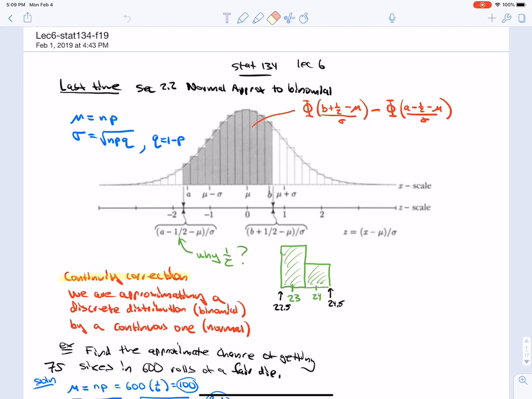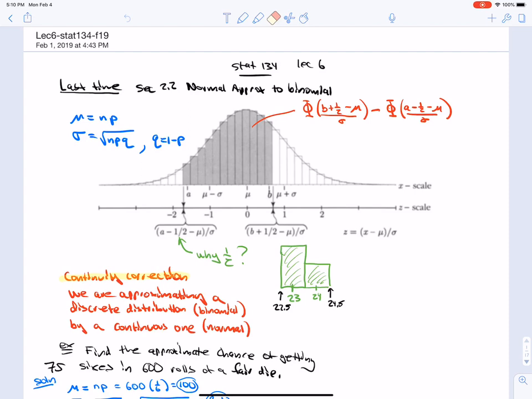And remember that for the binomial, the mean mu is np and the standard deviation sigma is the square root of npq, where q is 1 minus p. Under the normal approximation to the binomial, if we're trying to approximate the probability of between a and b successes, we're going to have a continuity correction, where we integrate the normal curve from a minus a half to b plus a half. The reason for that is because we want to approximate the shaded area here.